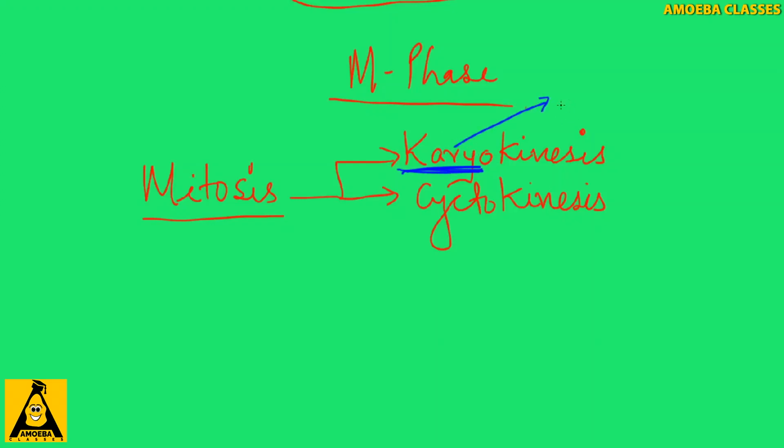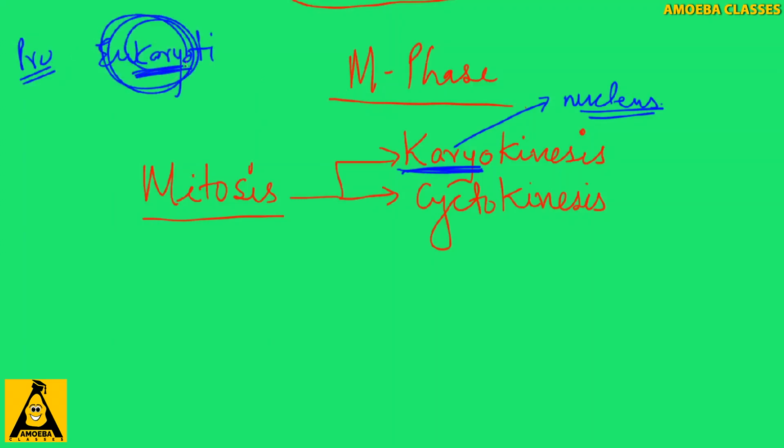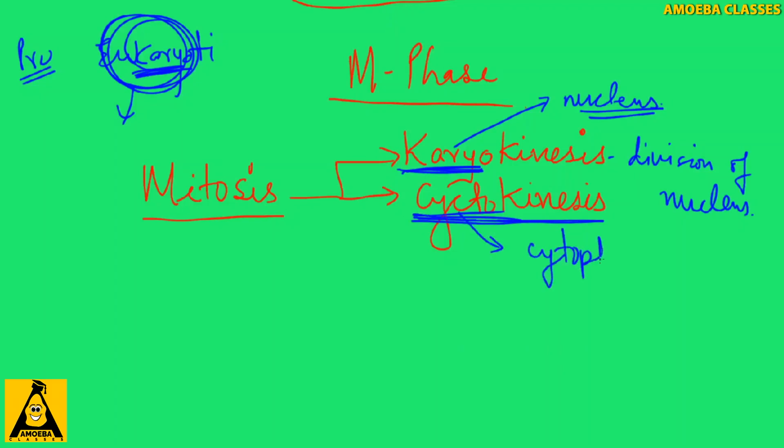So karyo means nucleus. In class 9th also, if you remember, prokaryotic cells and eukaryotic cells, in there you might have remembered that karyo means nucleus. So karyokinesis means division of the nucleus. Simple, from the term only you understood that. And I hope now you understand what cytokinesis means. Cyto means what over here? Cytoplasm. That means division of the cytoplasm.